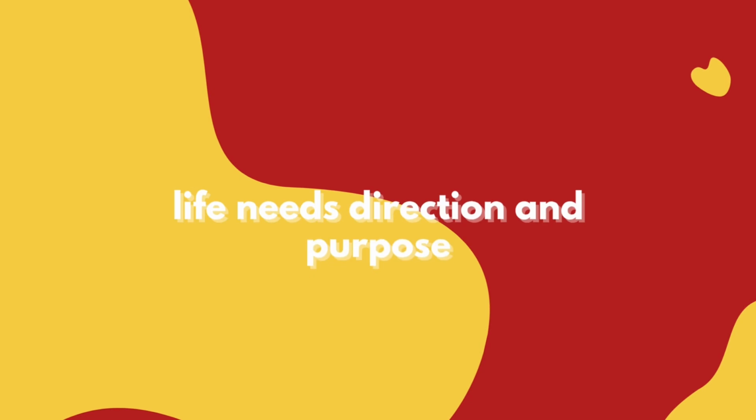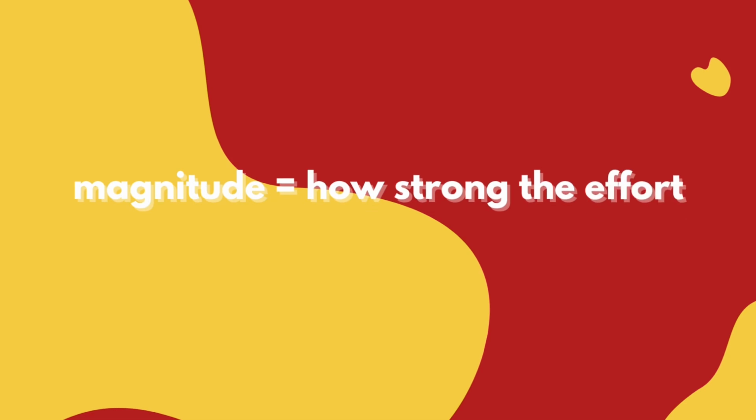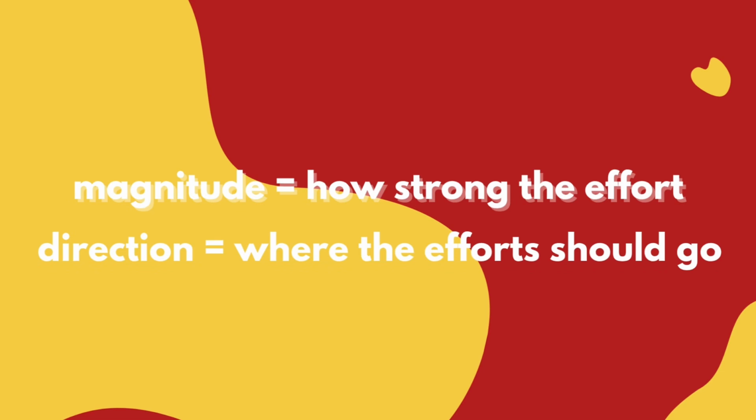So, to wrap up our delivery, vectors have magnitude and direction, and that's how vector quantities help us stay on the right path, both in physics and in life. Just like our deliveries, life also needs direction and purpose. Magnitude tells how strong our effort is, but direction tells us where that effort should go. And when both are combined, we can accomplish any mission efficiently.